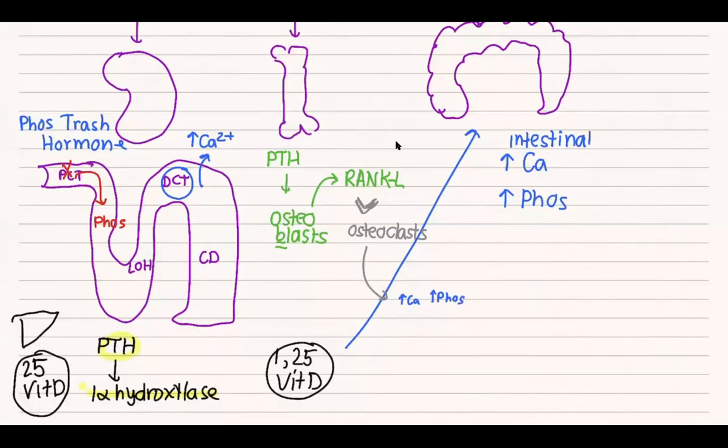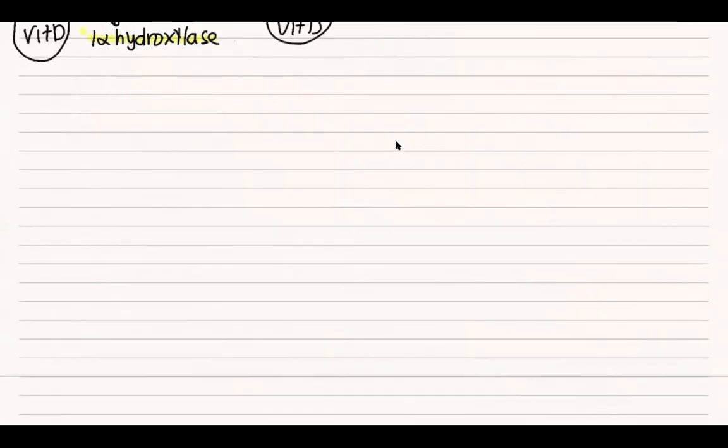One of the exam questions they love to go for is they'll say, what's the embryological derivative of osteoclasts? And remember, they're monocyte or macrophage derivatives. So then we talked a lot about calcium and phos, and what I want to do is give you a nice little compare and contrast between parathyroid hormone, the net effects, and the net effects of 1,25 vitamin D.